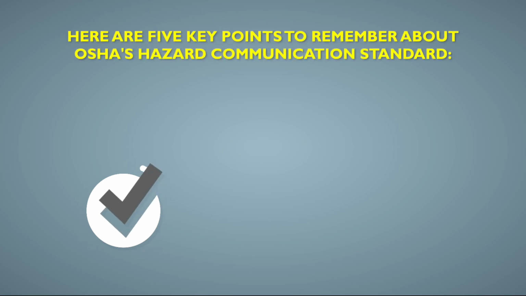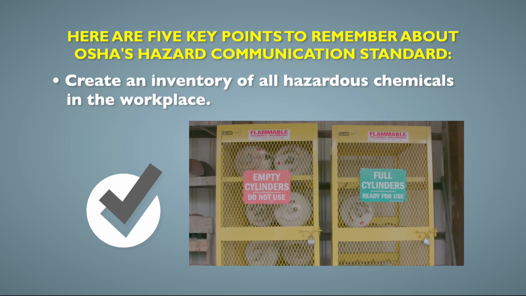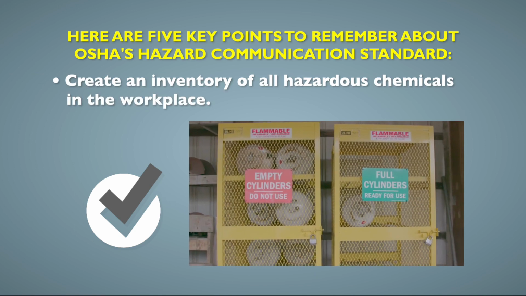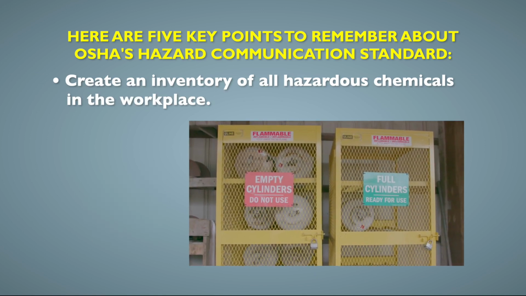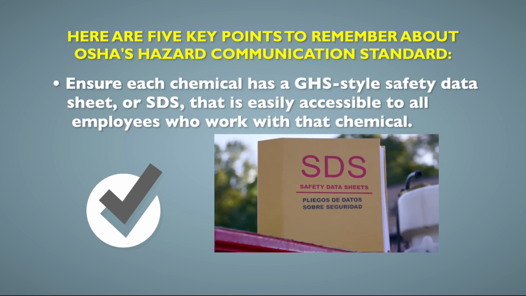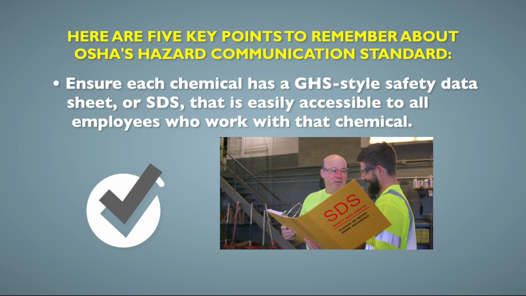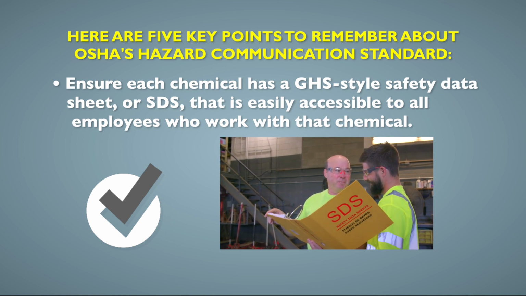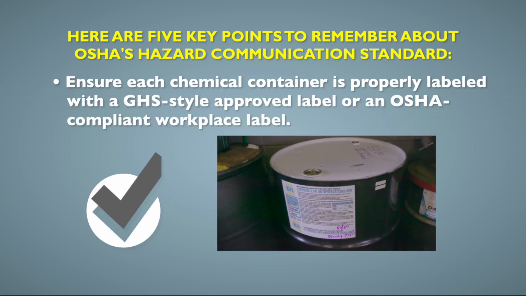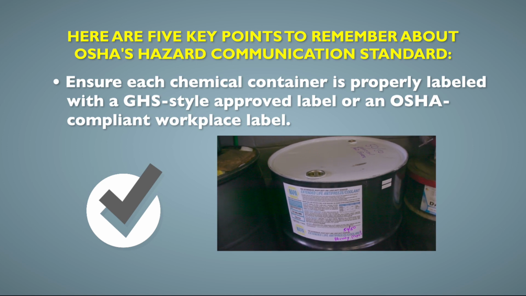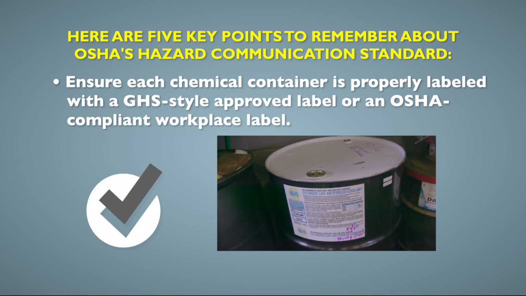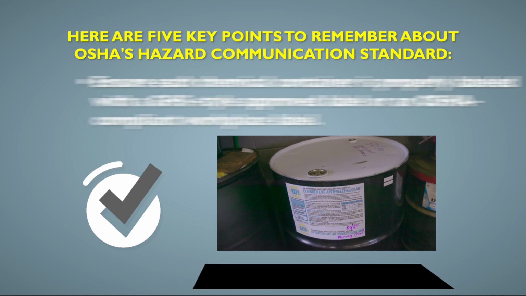Here are 5 key points you must remember about OSHA's Hazard Communication Standard. Create an inventory of all hazardous chemicals in the workplace. Ensure each chemical has a GHS-style safety data sheet, or SDS, that is easily accessible to all employees who work with that chemical. Ensure each chemical container is properly labeled with a GHS-styled approved label or an OSHA-compliant workplace label.